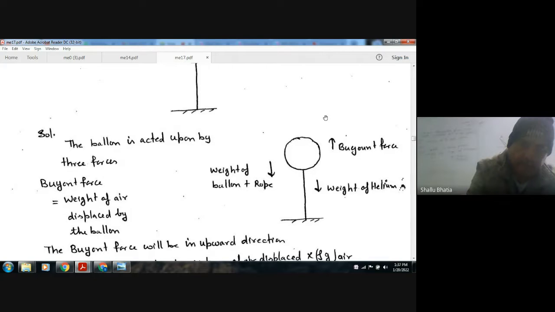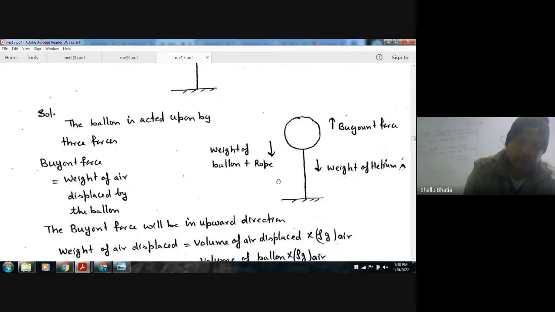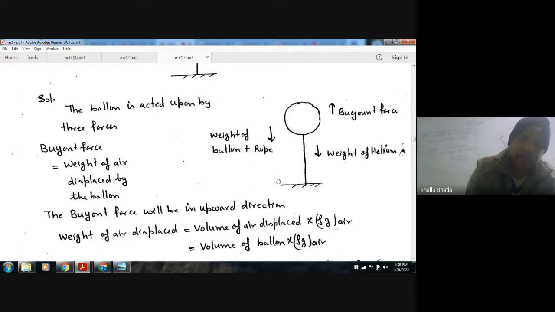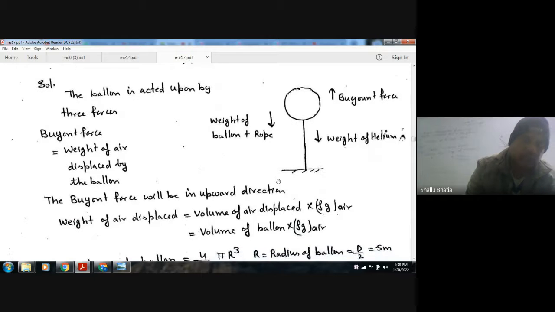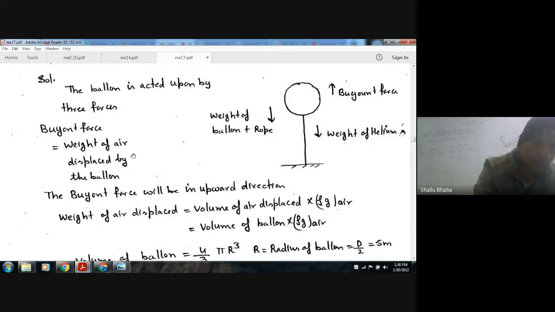Now this balloon has been filled by helium, and helium has some weight, so its weight will act in the downward direction, and the weight of the balloon and rope will also act in the downward direction. So equating these three, we will find out the weight of balloon and rope. The buoyant force is the weight of air displaced by the balloon or helium, and it will be in the upward direction.